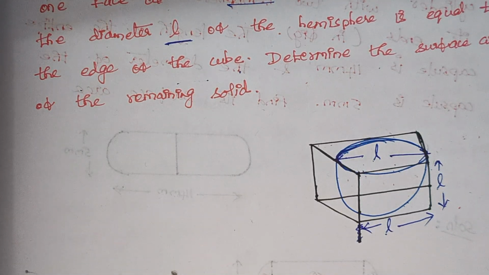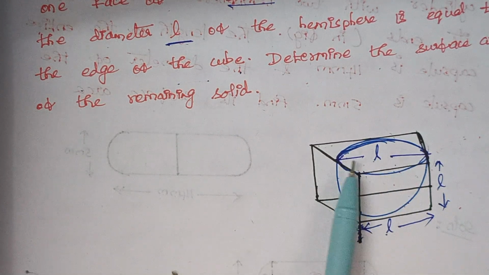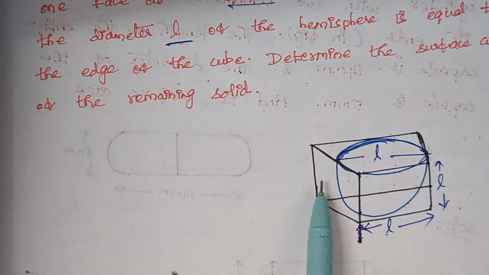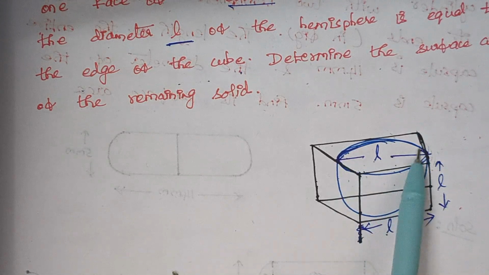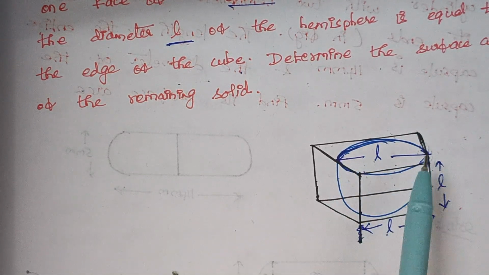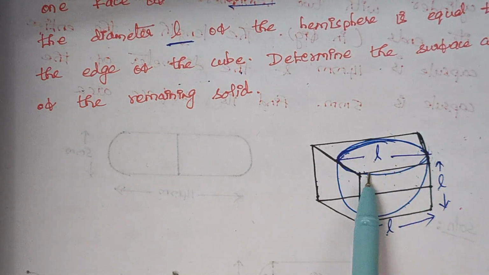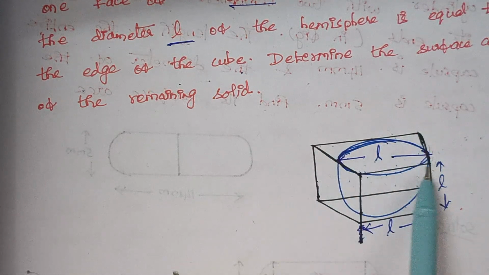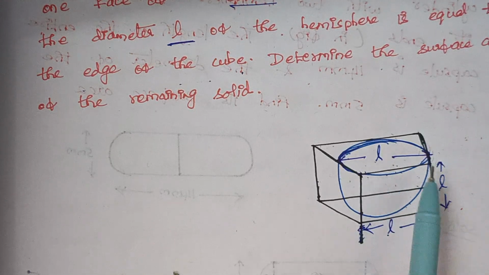So since we are discussing only the area, you have to find the curved surface area of the hemisphere as well as the surface area of the cube. And the reason why I am subtracting this base area is because the base of the hemisphere occupies some portion of one side of the cube. That is the reason why we are subtracting this value.